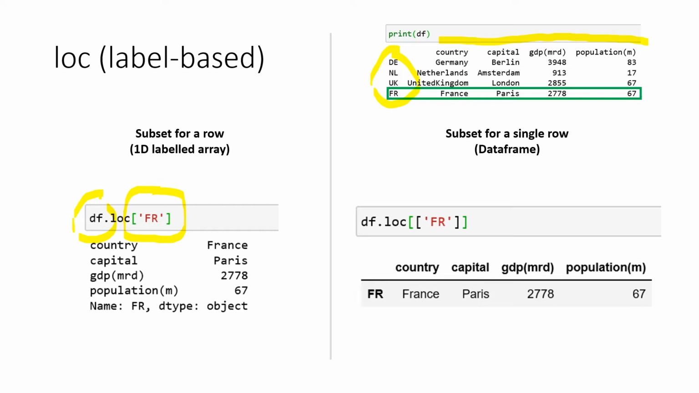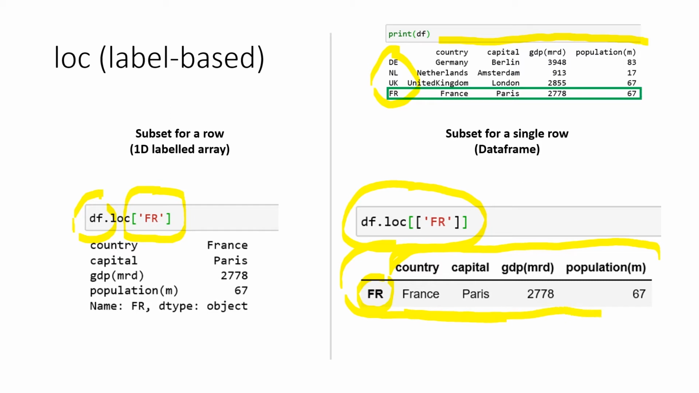If we want to print out a data frame, and normally you should always print out a data frame if you work with Pandas, we have to use the double square brackets and we apply again the loc function to get one data frame which contains the index FR, our column labels, and obviously all our values.